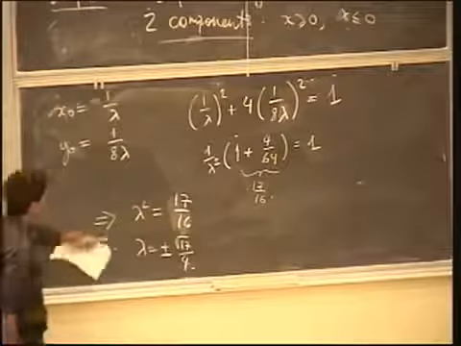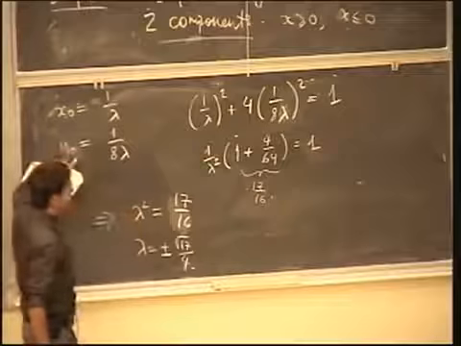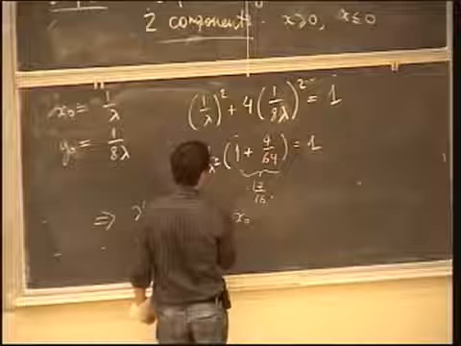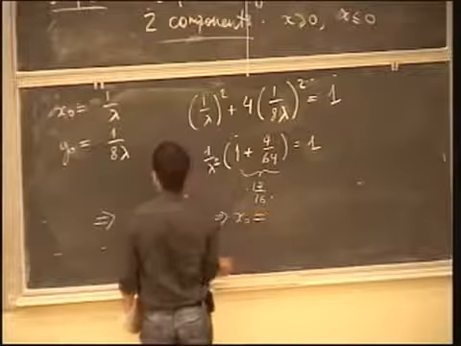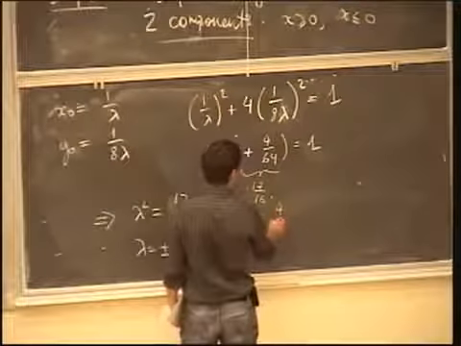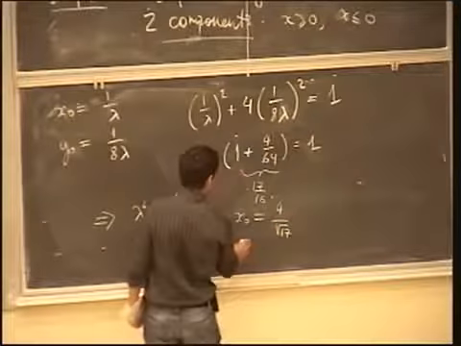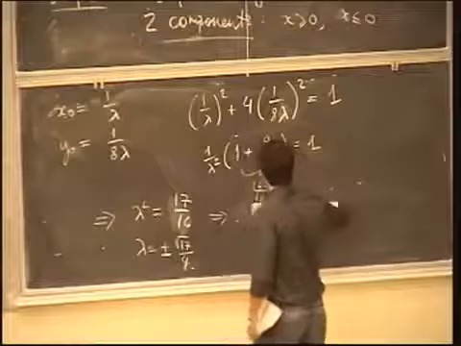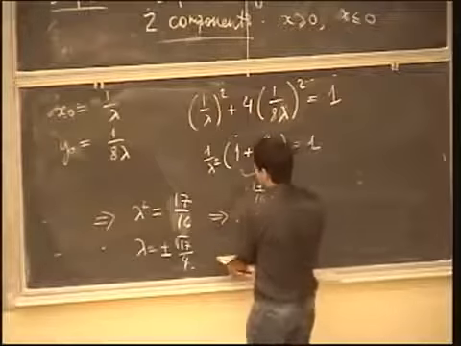Okay, once we know what lambda is, we can find x0 and y0, right? So now we find x0 is equal to 4 over square root of 17. Well, there are 2 points. First of all, there are 2 points, right? So for each, let me do it slow. Let me not mess it up.